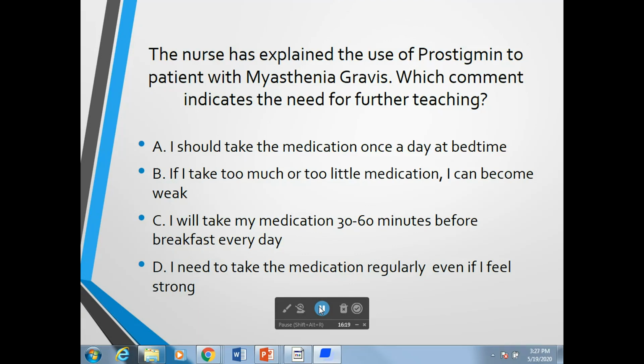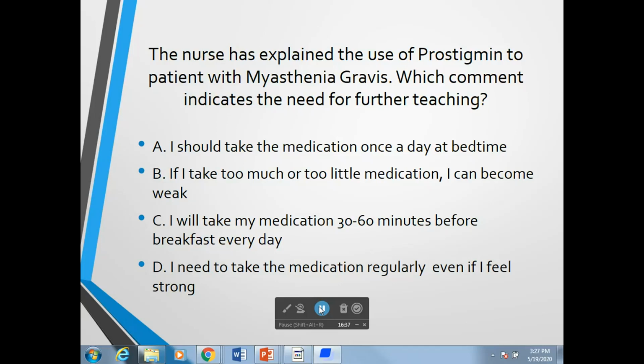The answer is A. I should take the medication once at bedtime. This is a wrong answer. Having the patient take their medication at bedtime is not going to benefit them at all. They need to have their medication on time and in the morning.